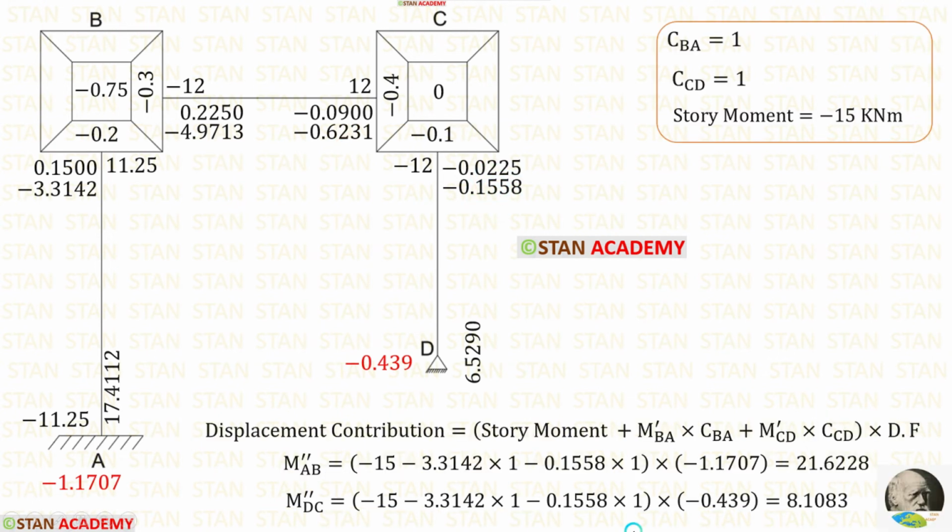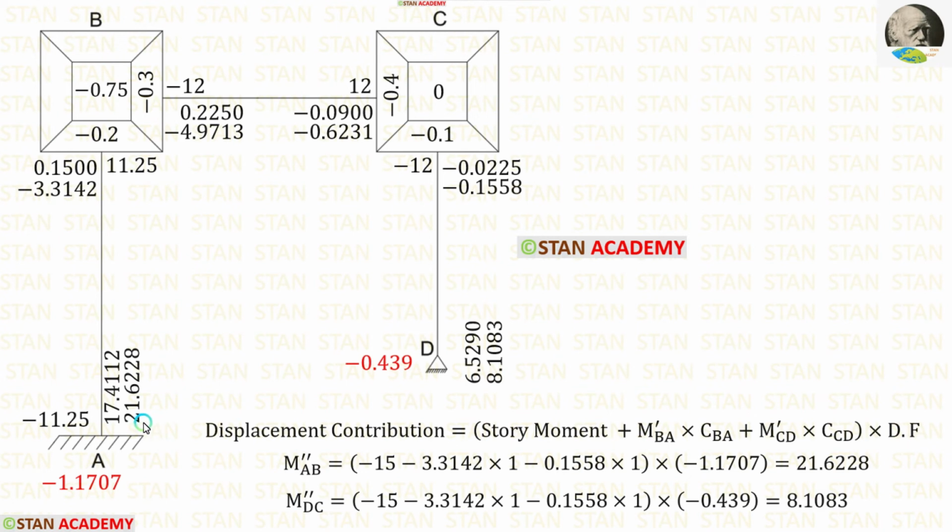Now, let us find the displacement contributions. Let us apply the values of CBA, CCD, and story movement. Then, let us apply the value of M'BA. Then let us apply M'CD. Then let us apply the displacement factors. After the calculation, we are getting M''AB and M''DC. Let us apply the values of M''AB and M''DC. We have finished the second iteration.